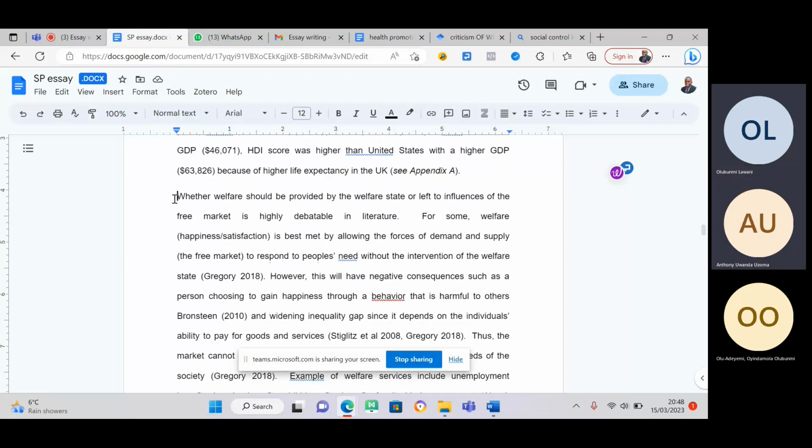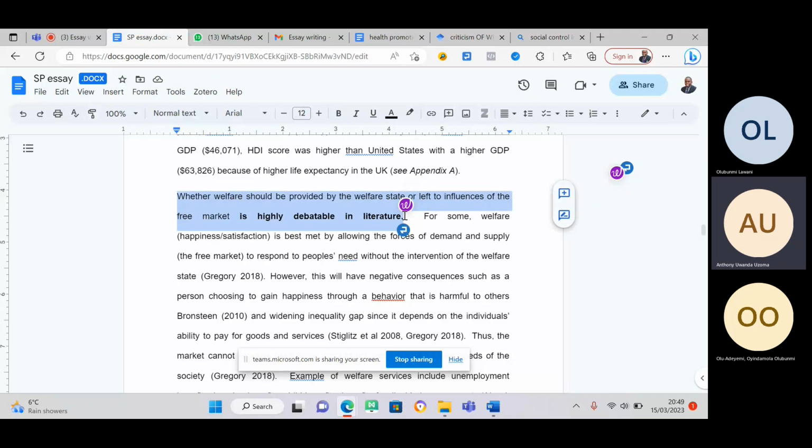Now, can you see that word again? Highly debatable in literature. That's a critical word. All right. So how do I know I'm supposed to write whether welfare should be provided by the welfare state or left in the face of freedom? How do I know that idea?